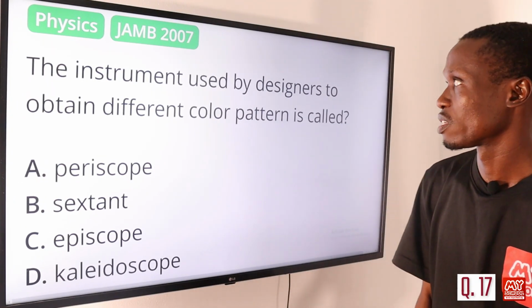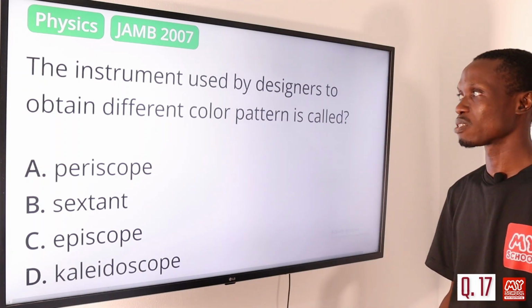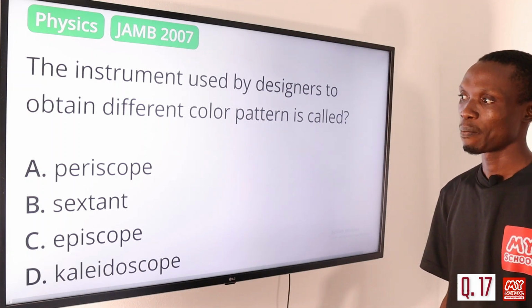Question 17. The instrument used by designers to obtain different color patterns is called A, periscope.